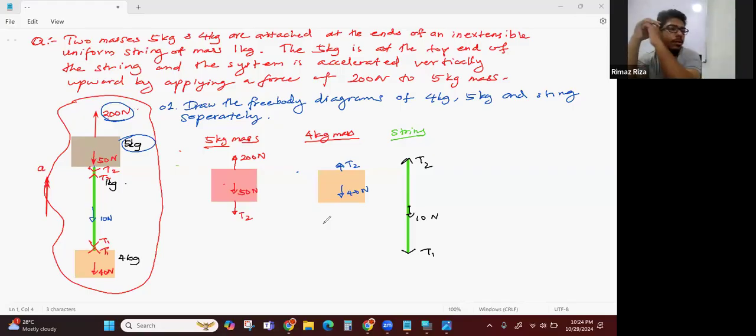Okay, if you have any trouble or any questions regarding free body diagrams, you can ask now. It is simple. If I say draw the free body diagram of the 5 kilogram mass, you have to mark only the forces acting on the 5 kilogram mass. That's all.